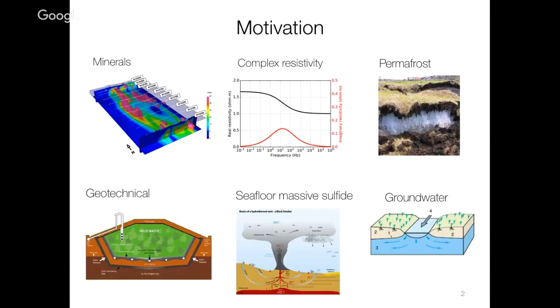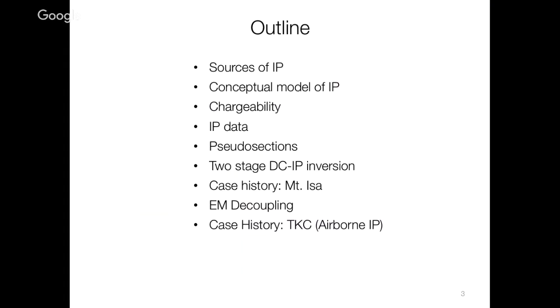So applications are minerals, permafrost, groundwater, acid sulfides, and maybe geotechnical, and a whole host of things. As people are starting to learn more and more about IP and to understand the mechanisms, the applications are increasing. So I think you're going to see a lot more work being done in IP and actually looking at dispersive aspects of magnetic permeability also.